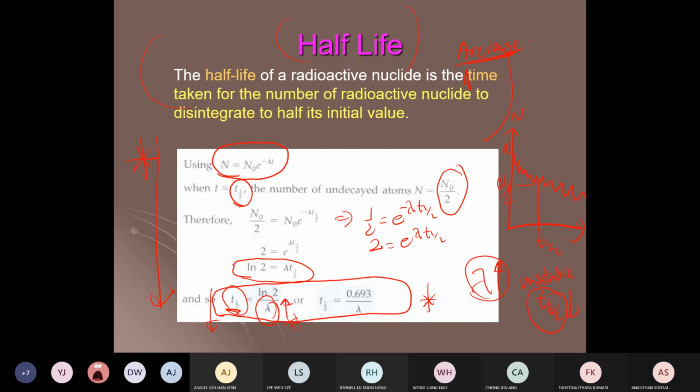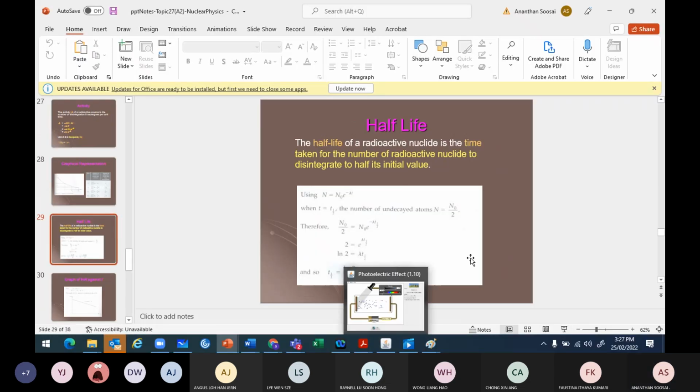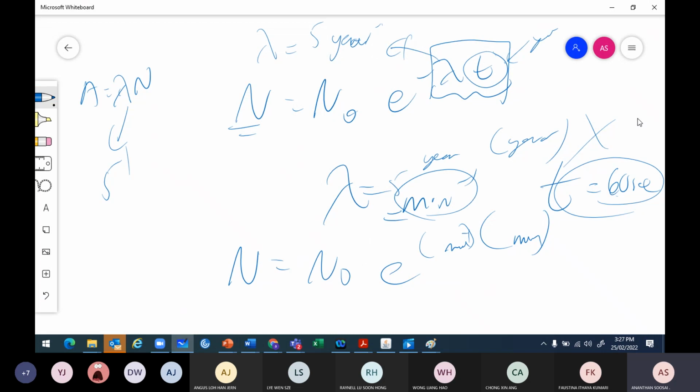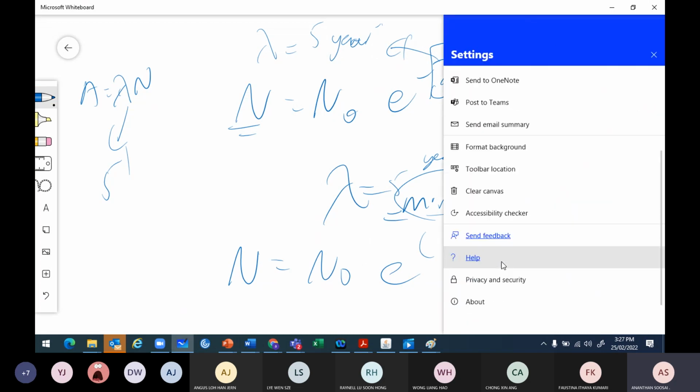For this third formula, you can use any unit you like for lambda, and for half-life also; no need to be SI. If lambda is per year, then the time will be in years. If lambda is per minute, your time will be in minutes. Okay, good. That's the last part for today, just an introduction of three formulas about radioactivity.